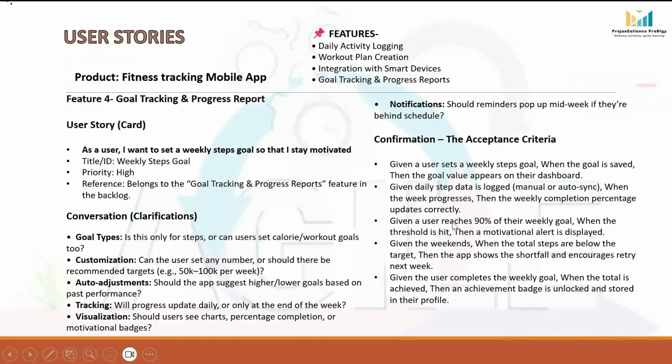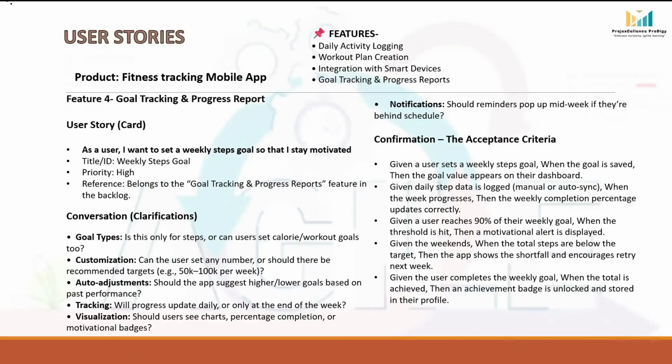Third criteria is for motivational alerts. Given a user reaches 90% of their weekly goal, when the threshold is hit, then a motivational alert is displayed. Next criteria is for end of week check. If the week ends and the steps are below the target, the app should clearly show the shortfall and motivate the user to try again next week. The last acceptance criteria for this user story is achievement badge. When the user successfully completes their weekly goal, the app should reward them by unlocking an achievement badge, which will also be saved in their profile for future reference.